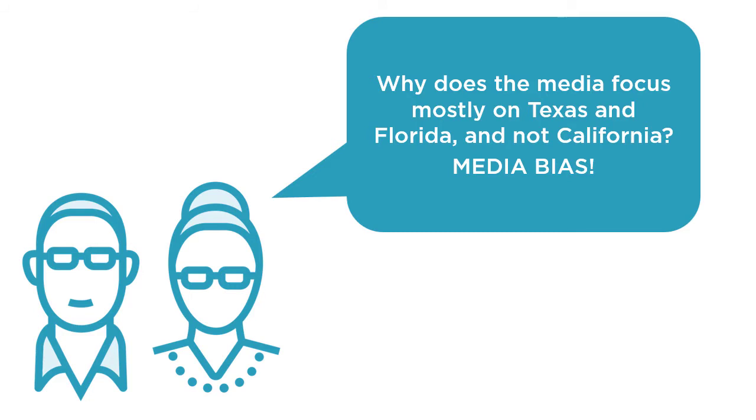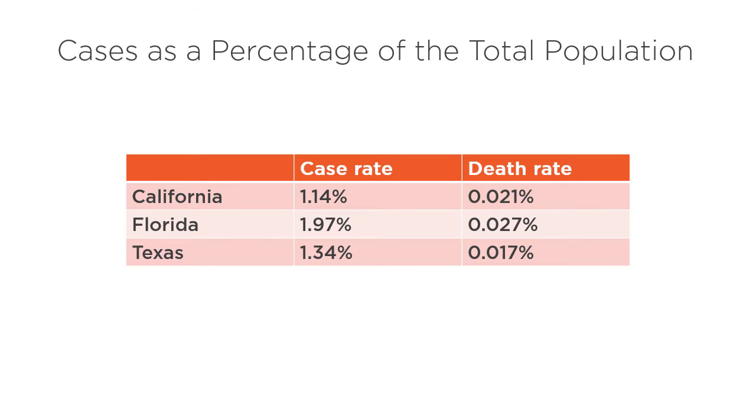Some accused the media of bias, pointing out that the total number of cases in all 3 states had exploded. Why was the media leaving out California, a blue state with a Democratic governor, while focusing on Texas and Florida, red states with Republican governors? Surely this is a sign of media bias. When you look more closely at the total number of cases and deaths, you see a different story.